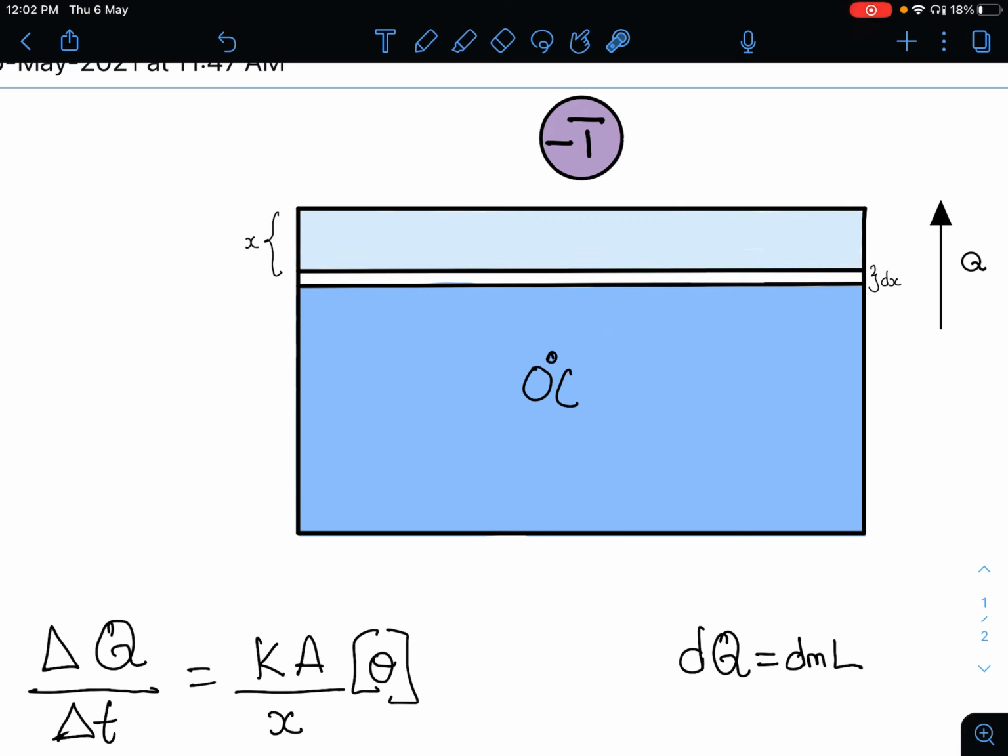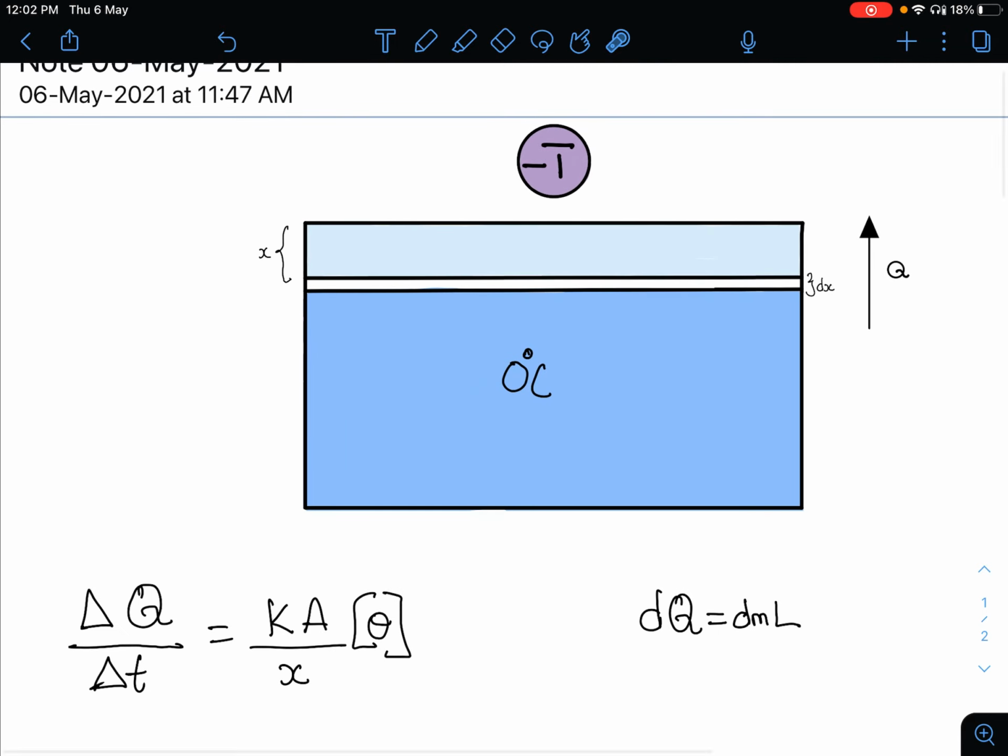Because after 0 degrees Celsius, it will start freezing. So water has to be at 0 degrees Celsius. And here we have ice formed. Now, what we are going to see is the time required to form a specific thickness of ice cap.